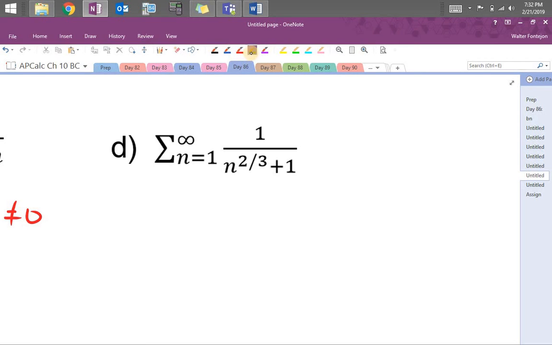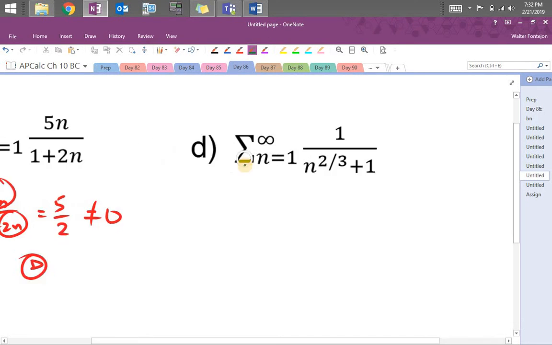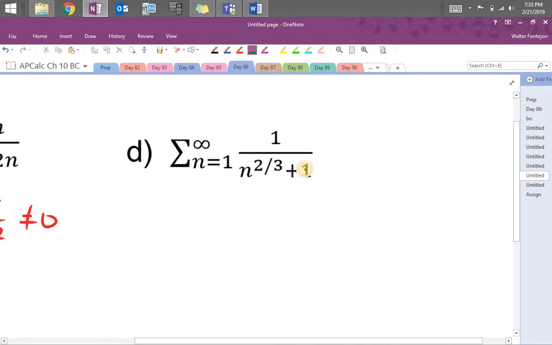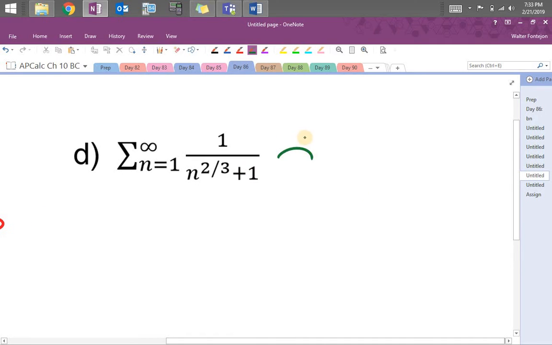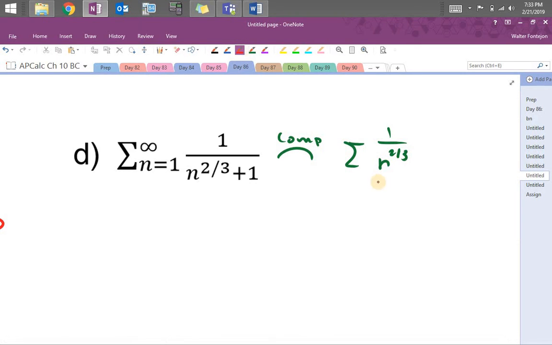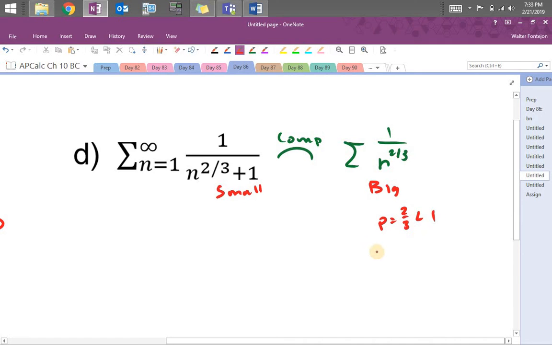Okay, let's go to letter D. What test? Looks like it's a p-series, but there's a +1. I can't really just drop the +1. I can't factor it out, so we're just going to do a comparison test. Let's compare this to 1 divided by n to the 2/3. Let's compare the denominators. This denominator is going to be smaller, so the fraction is going to be bigger. This is going to be small. Okay, run the p-series test. P is equal to 2/3. This is less than 1. This is going to diverge.